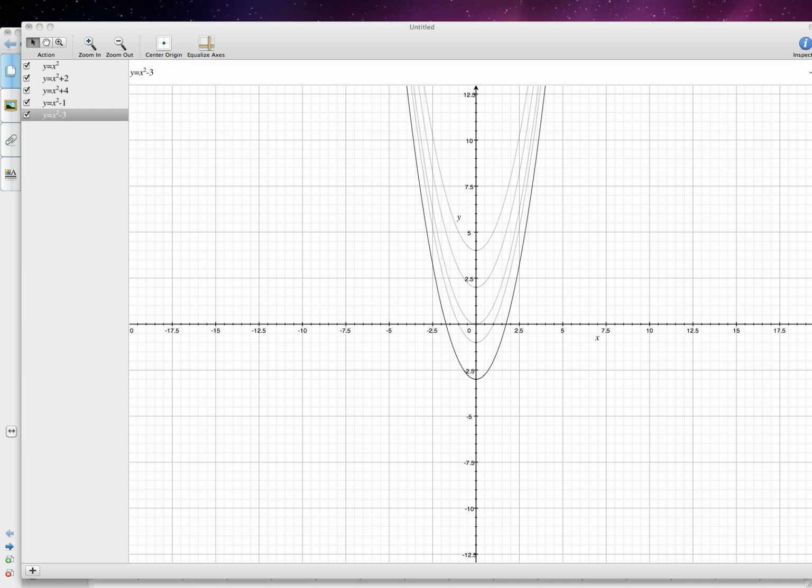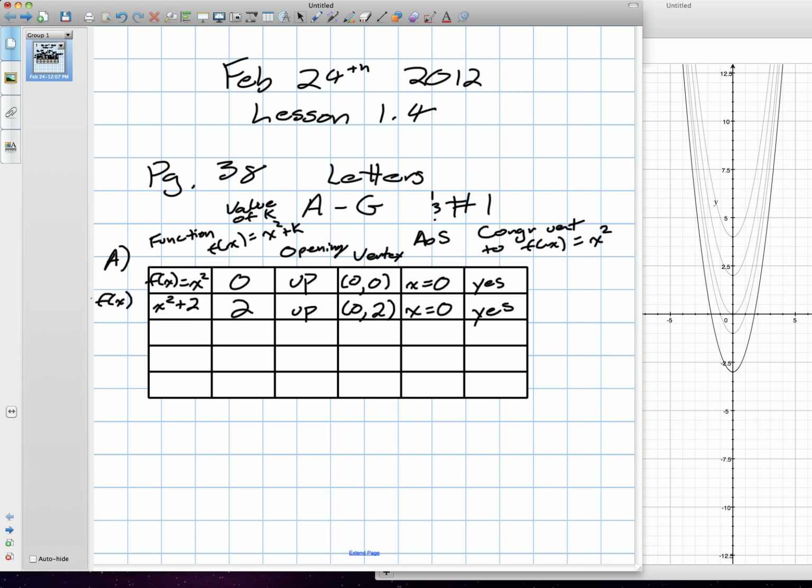I want you guys to go through filling out this chart. Because you didn't have a graphing calculator, I plugged in all of the equations you needed: y equals x squared, y equals x squared plus 2, plus 4, minus 1, minus 3. Our original one was at 0. Our next one went to 2. I want you guys to deduce what you think the other 3 would be, and you're going to fill out that chart using this information. So this is all of the parabolas written, and there's the chart that you guys need to fill out.